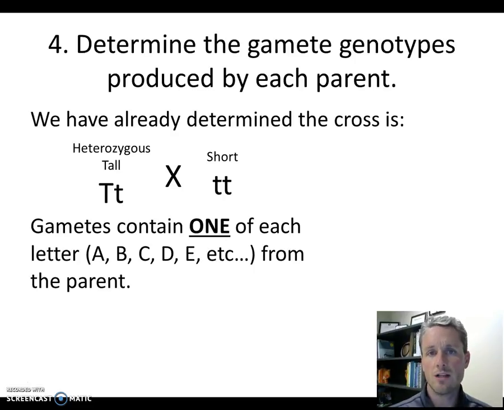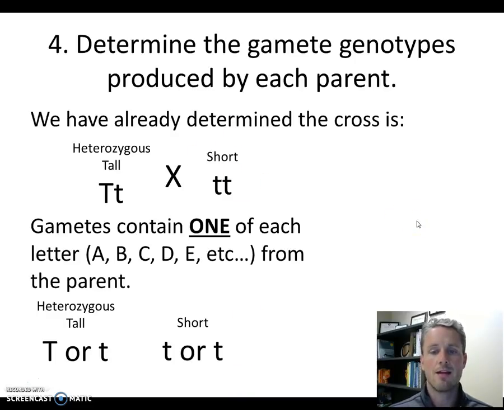In this example, we're only using the letter T, but the letter T can either come in the dominant uppercase version or the recessive lowercase version. So when we're thinking about what the gametes contain, they contain one of those T's. So for this heterozygous tall parent, the gametes either contain the uppercase T or they contain the lowercase t. For the short parent, the gametes contain either the first little t or the second little t, but 100% of the gametes will have little t in them. Right? So we're going to use that information in the next step to fill out our Punnett square.